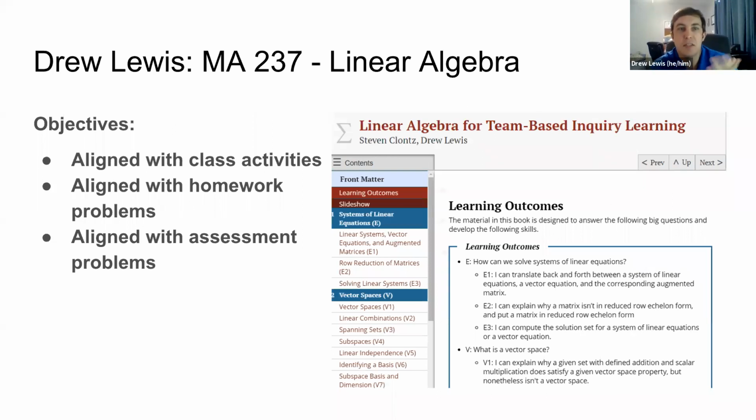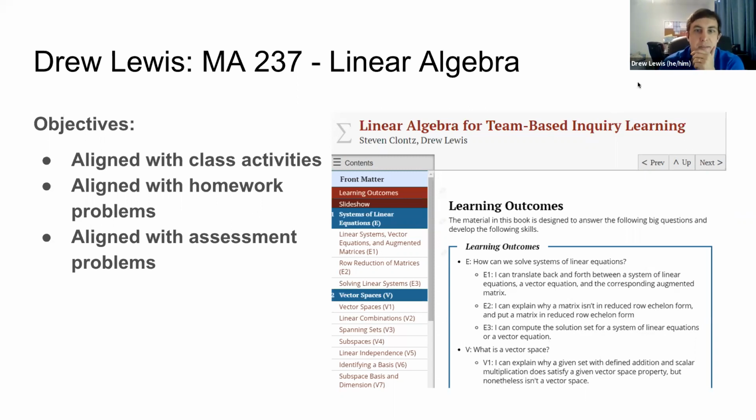So the objectives for the class, I want to mention here that I've really closely aligned how they appear through everything in the course. They're very closely aligned with the class activities, the homework problems, and then the assessment problems. We have an activity book that my colleague Stephen Klontz and I wrote for this course. And you see the very first thing after the front matter is the learning outcomes, right? That we up front say to students, these are the exact things we want to learn. And maybe that's a little bit small, but for example, E3 there says I can compute the solution set for a system of linear equations or a vector equation.